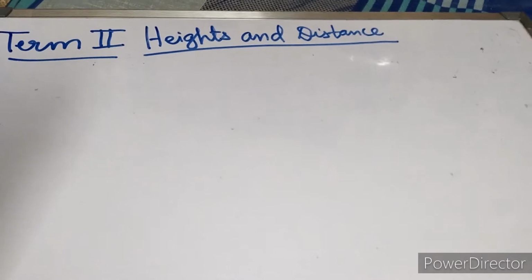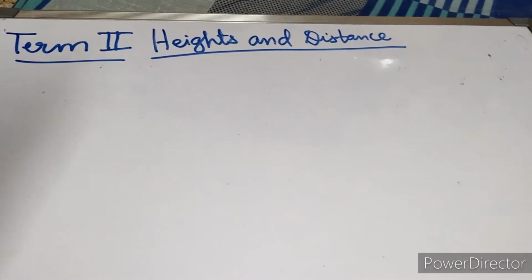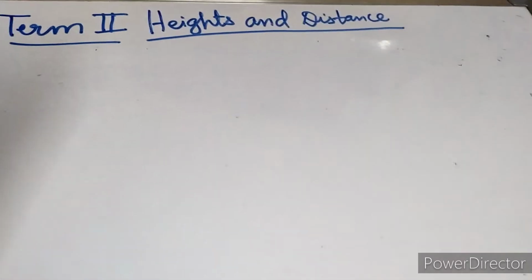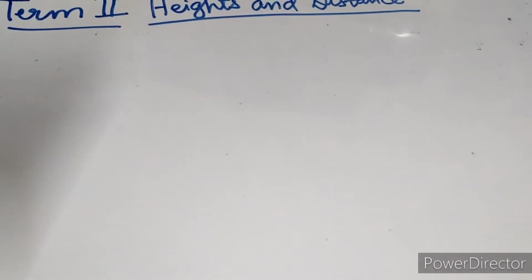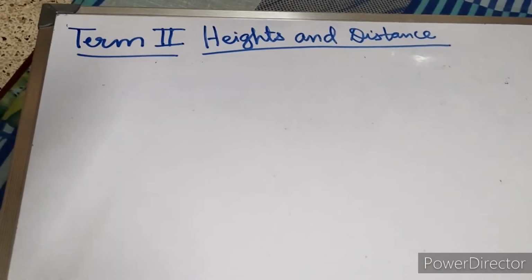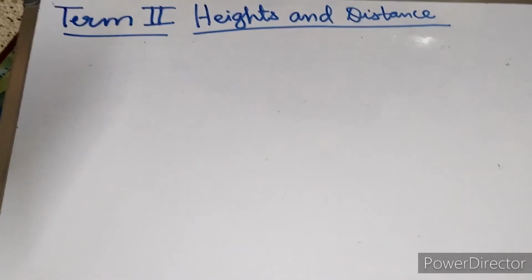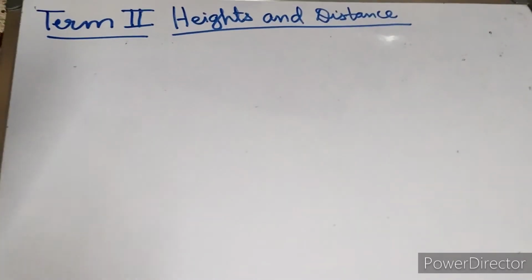Heights and distance problems are mostly solved if you read the question once, twice or thrice, and then draw the diagram. Once you can draw the diagram properly, you just have to read it properly and apply it. One word you have to apply in the diagram. Then only you will be able to understand what is said.